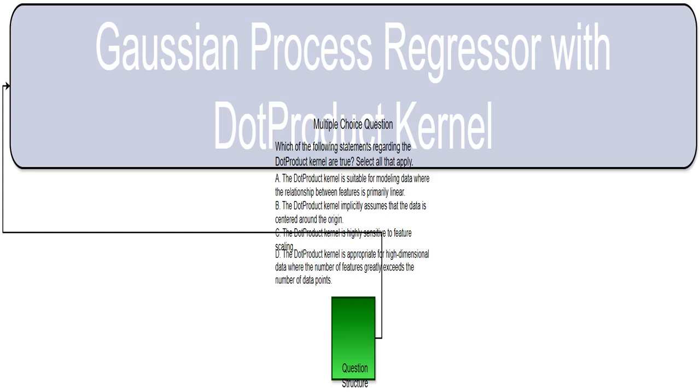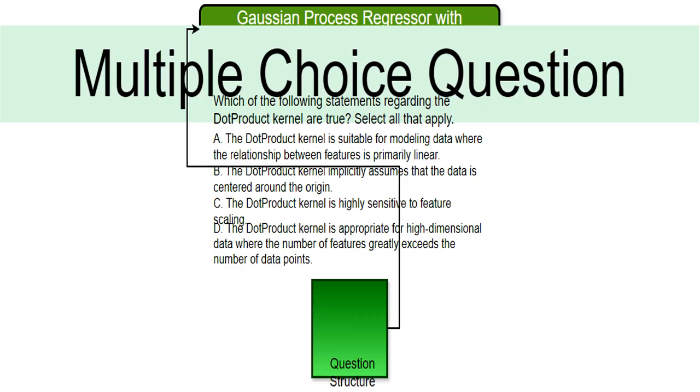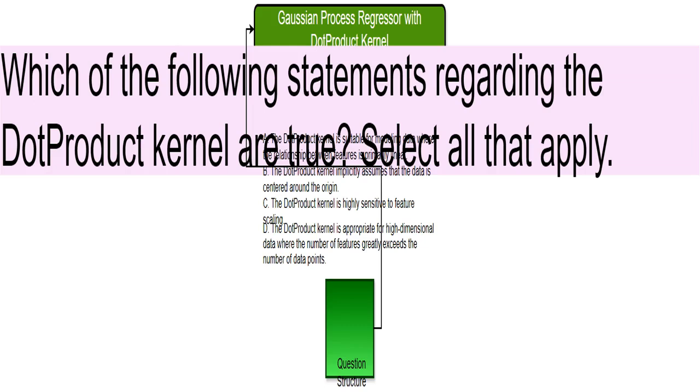I'm using Sklearn's Gaussian process regressor, a powerful tool for regression tasks, specifically with the DotProduct kernel. This kernel is a crucial part of how the model learns relationships in the data. This is a multiple-choice question designed to test your understanding of the DotProduct kernel's properties. I'm asking you to identify which statements accurately describe the DotProduct kernel. This tests your knowledge of its strengths and limitations.